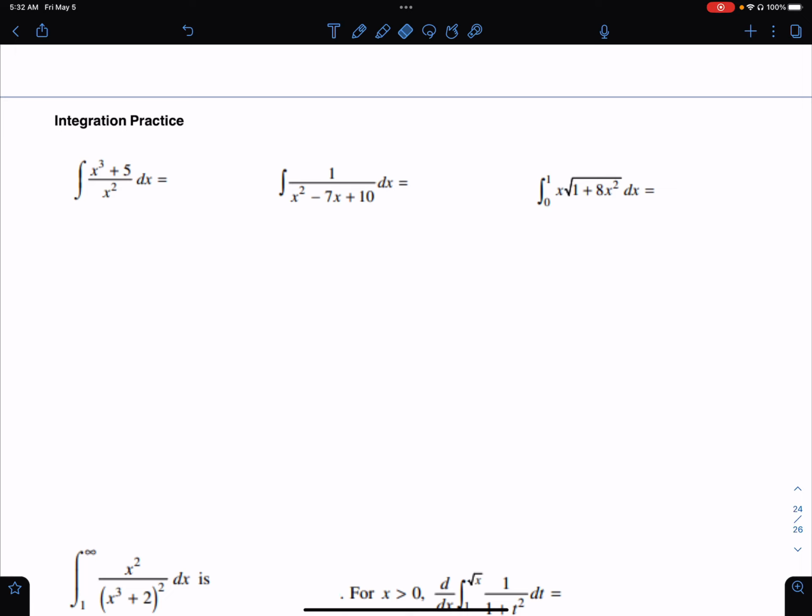And on AP Review, we're going to take a look at a few integration problems. This is part one. We'll take a look at part two later on.